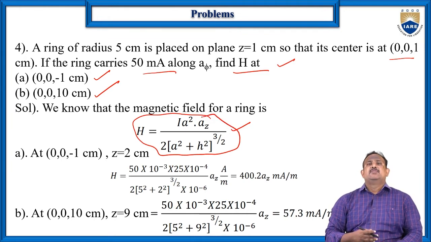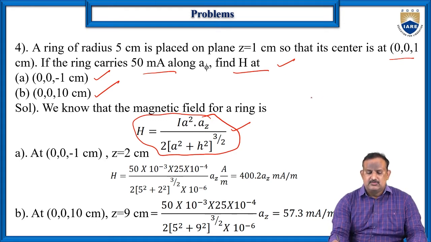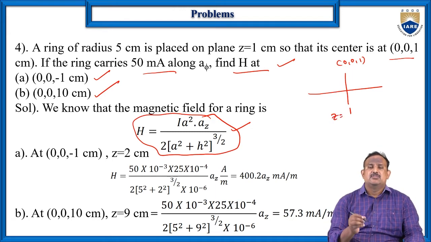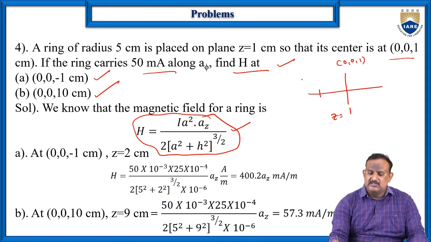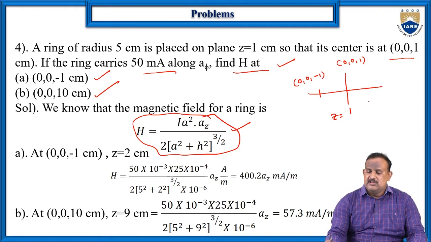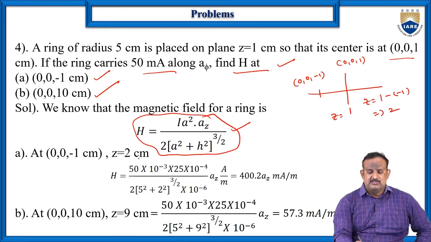Here we need to find the magnetic field intensity at the point (0, 0, minus 1 centimeter). To find that, we need to find the Z value. Already the ring is placed at (0, 0, 1). Now we need to find the Z value at (0, 0, minus 1). So first we find the Z value: Z is equal to 1 minus of minus 1. Therefore it becomes Z equal to 2. So the Z value is 2 centimeters.